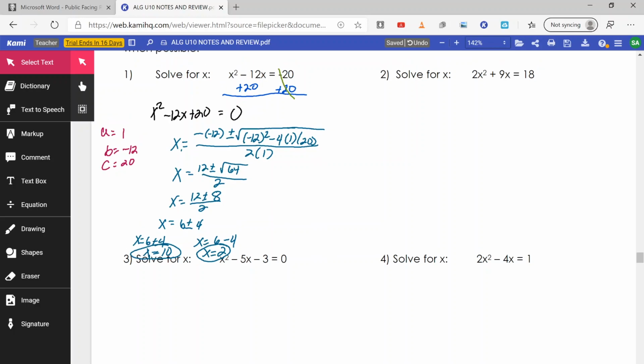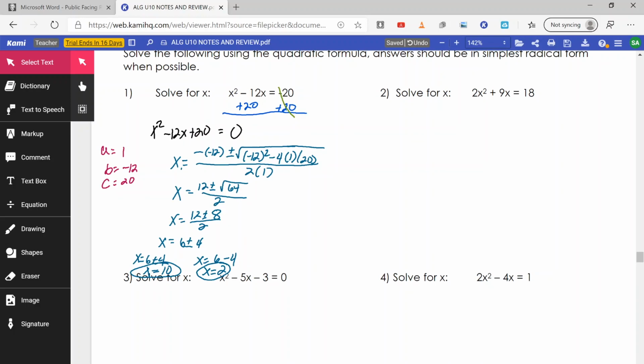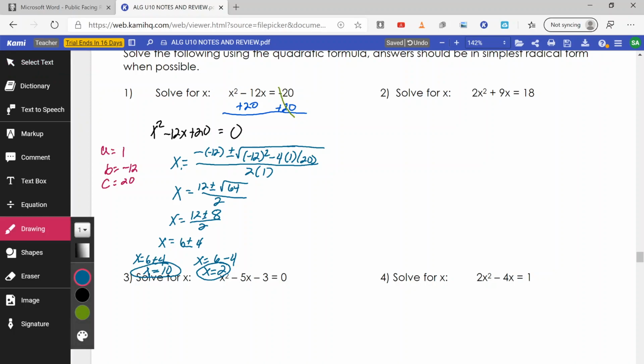Let's say we look at number 2 though, solve for x, 2x squared plus 9x equals 18. Again, here we have to have it equal to 0. We're not equal to 0, so step 1 is to make it that way. So 18 over here, there's no sign, so it's a positive. To move a positive on over, we subtract it. So 18 minus 18 means we are equal to 0 now. And I can't take 18 away from 2x squared or 9x. So we end up with 2x squared plus 9x minus 18.